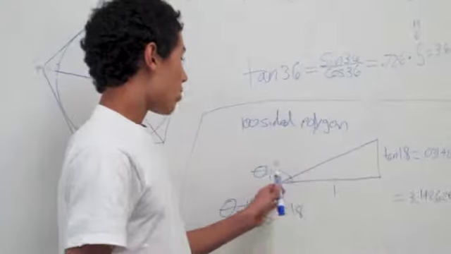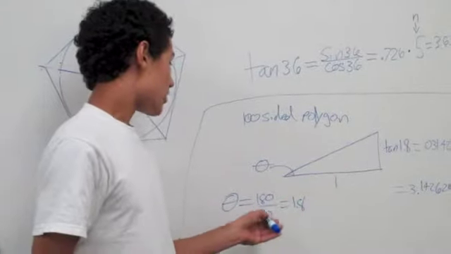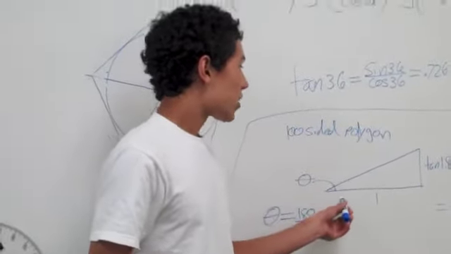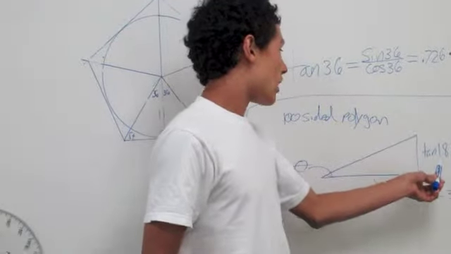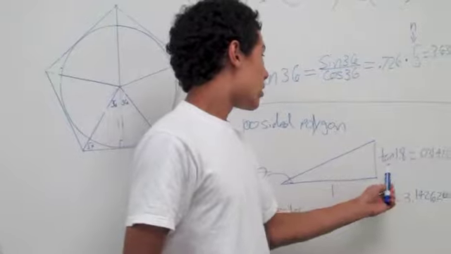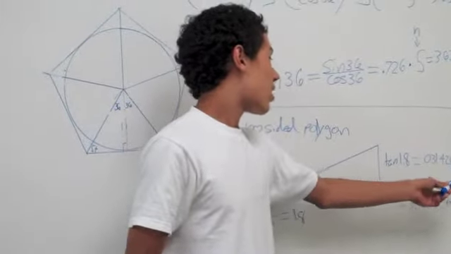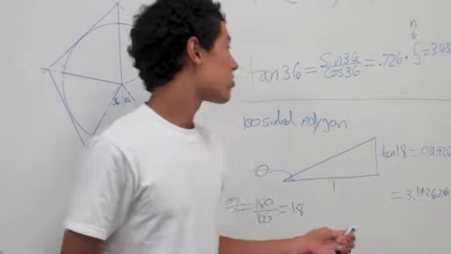And so I just drew one of the triangles. So we have theta, which is 180 over n. 180 over 100 equals 1.8. So this angle is 1.8. So that gives us tangent 1.8, which equals 0.031426, multiplied by 100, which gets us 3.1426, which is also very close to pi.